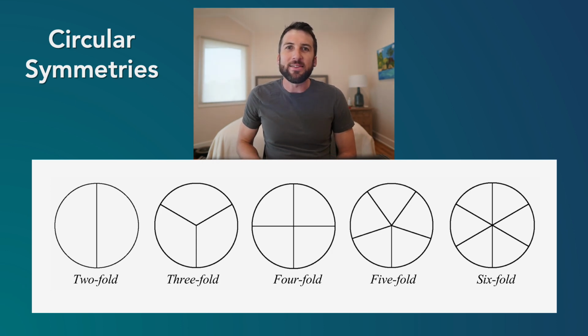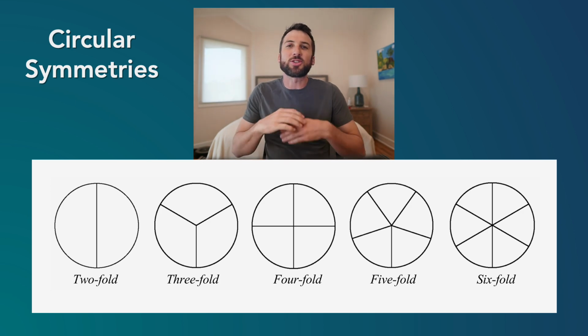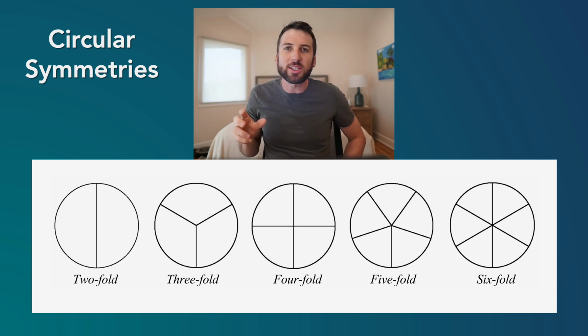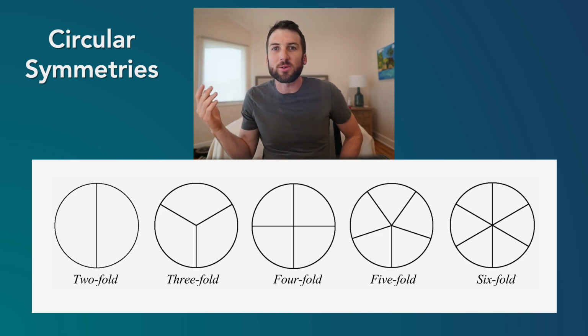Now, interestingly, these can be thought about as subgroups, subsymmetries of a circular symmetry, all continuous rotations. These are just saying there are certain subsets of those which are allowed: twofold, threefold, fourfold, and so on.